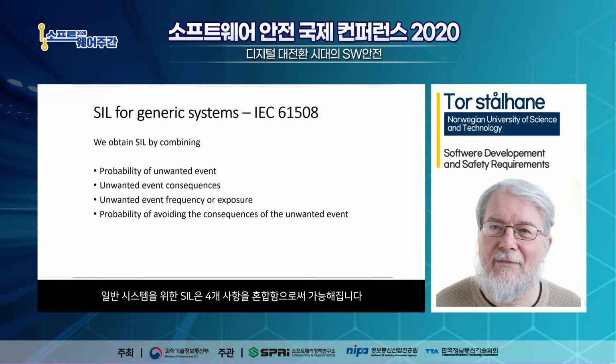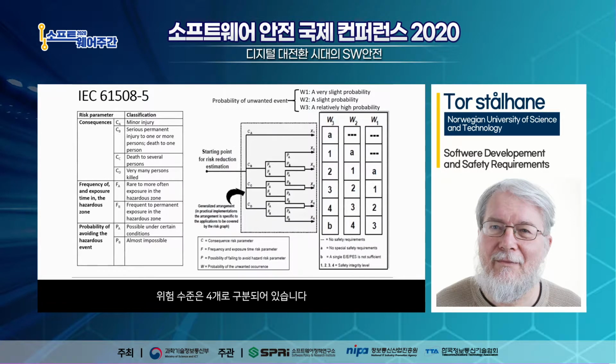So for generic systems we obtain the safety integrity level by combining probability of unwanted event and unwanted event consequences, which is really sort of the traditional definition of risk. And then we talk about frequency or exposure and probability of avoiding a consequence. So this is summed up here. You see there are consequences, 4 categories, frequency 2 categories, probability 2 categories, and then there are 3 categories of dangerous events.